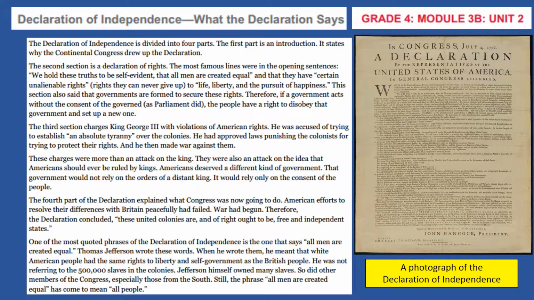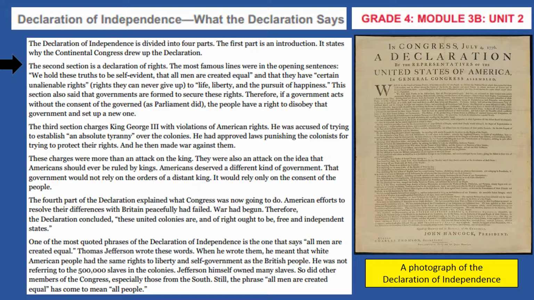Declaration of Independence. What the Declaration says. The Declaration of Independence is divided into 4 parts. The first part is an introduction. It states why the Continental Congress drew up the Declaration. The second section is a Declaration of Rights.